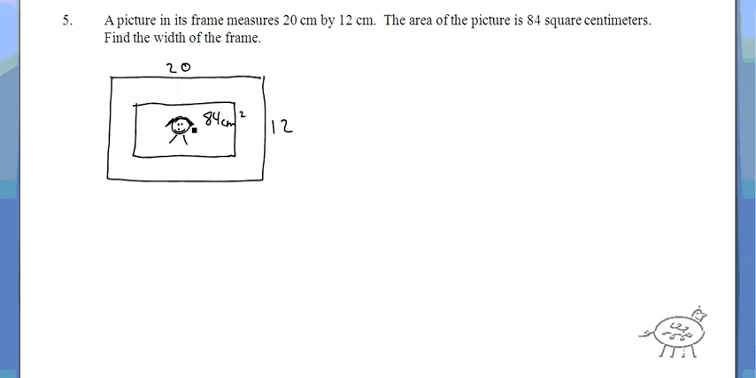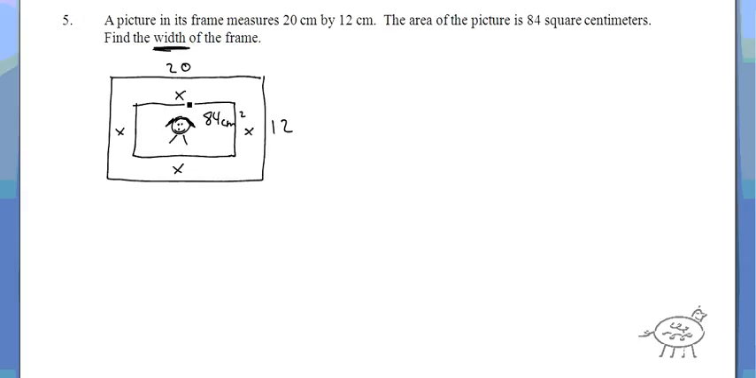Okay, so the question is find the width of the frame. You're given the area of the picture and the dimensions of the frame. I want to find the width of the frame. So this is the deal. I'm going to set that equal to x all the way around. A frame is pretty uniform going all the way around, the same thickness all the way around. You really don't have many frames that are different thicknesses.